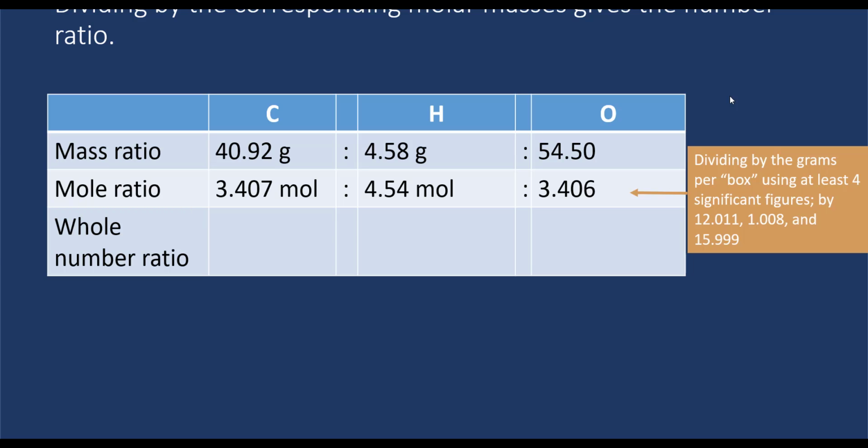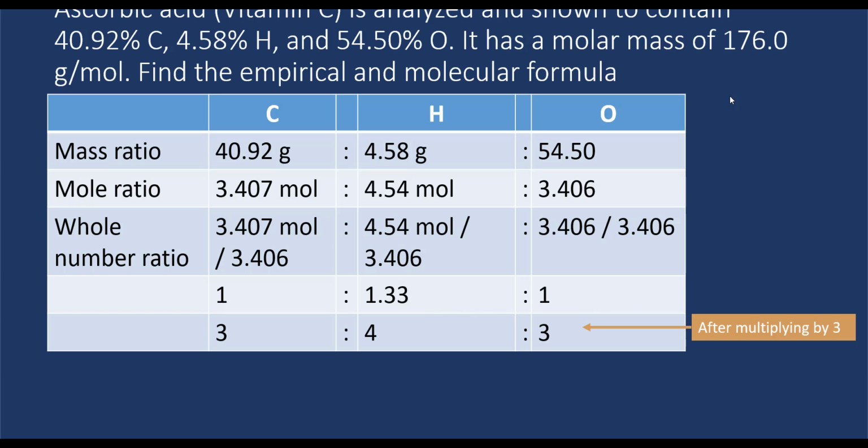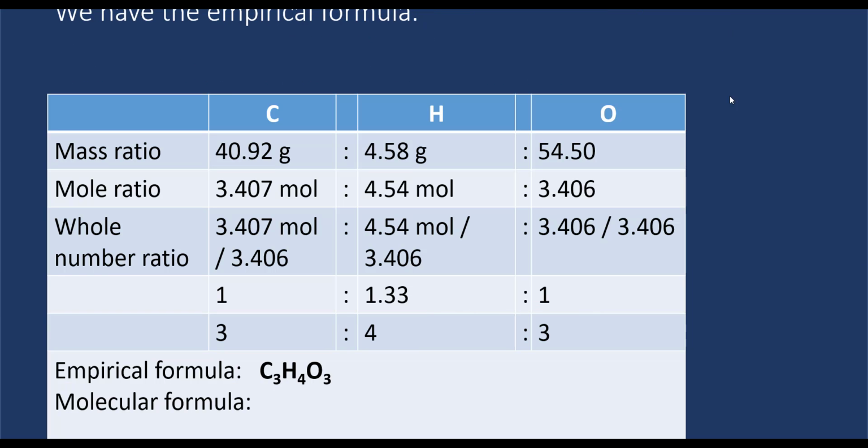Divide by the smallest number, that's the 3.406. You get a ratio of 1 to 1.33 to 1. You recognize that that's the same as 1 1/3, so you multiply out all the numbers by 3, and you get an empirical formula, C3H4O3. Now you say, okay, what does this thing weigh? That represents like the brick in the final molecule. It might actually have a formula of C3H4O3, or it would be 2 of those bricks, or 3. So I'll find the weight of this substance here, and then divide that into the actual weight of the molecule, the actual mass of the molecule.